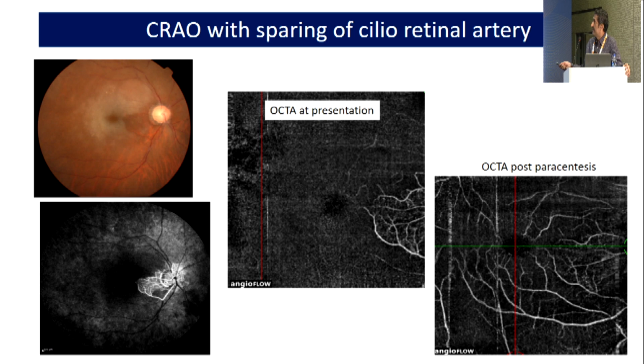And this is a case of CRAO. In our case, you can see there's a sparing of the cilioretinal artery, and this is the FFA. We did paracentesis, and then immediately we did OCTA. You can see the change that has happened. You cannot really do FFA after paracentesis.